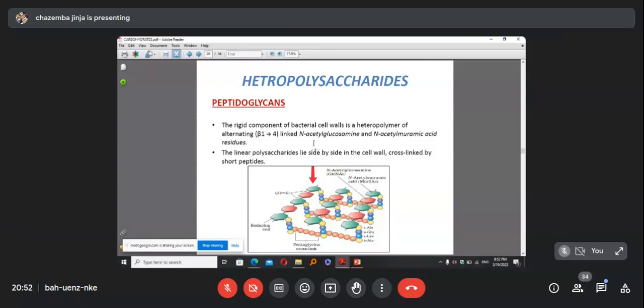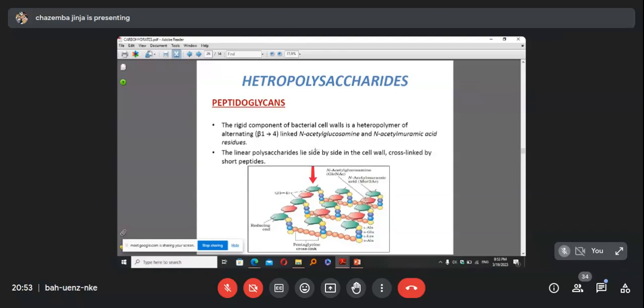Now, the rigid component of the bacterial cell wall is a heteropolymer with alternating beta 1,4 linkages between N-acetylglucosamine and N-acetylmuramic acid residues, as seen in the structure here. So we have these beta 1,4 linkages here. We have this N-acetylglucosamine here. So it's different repeating units.